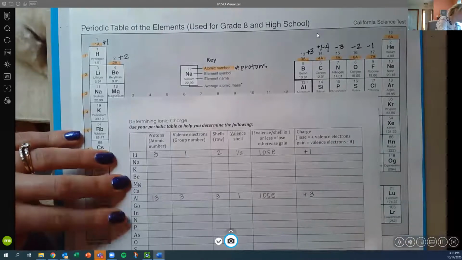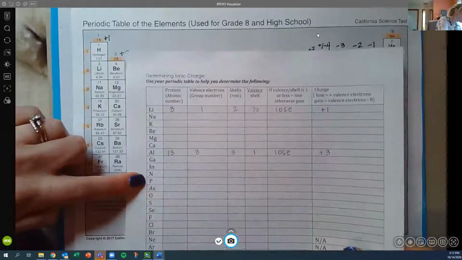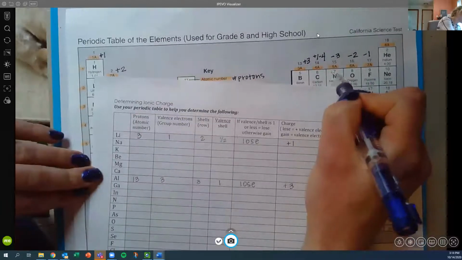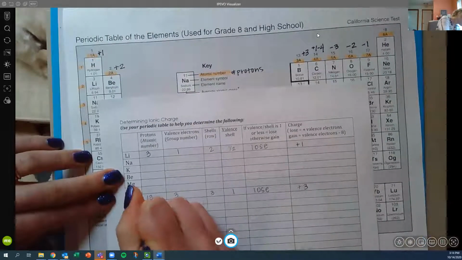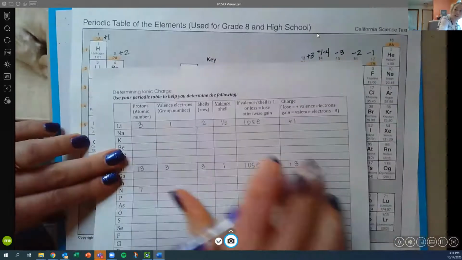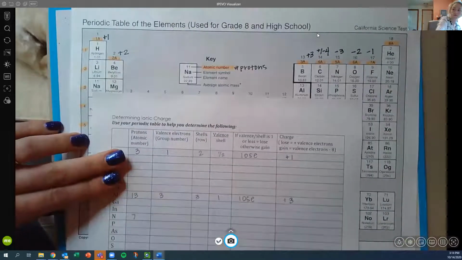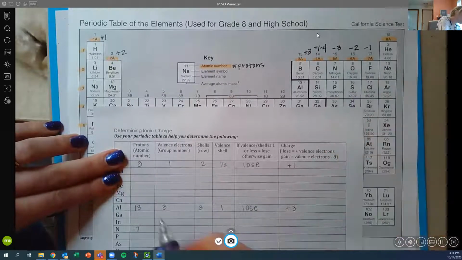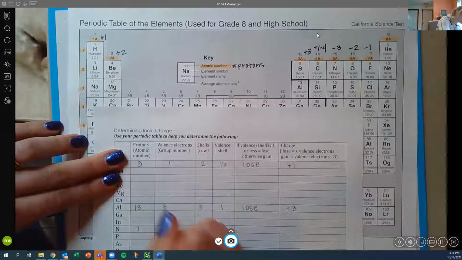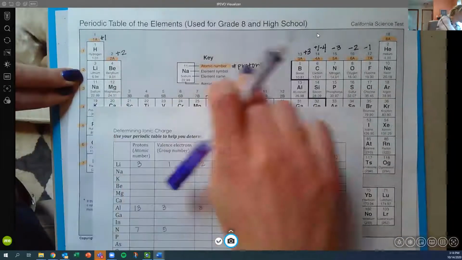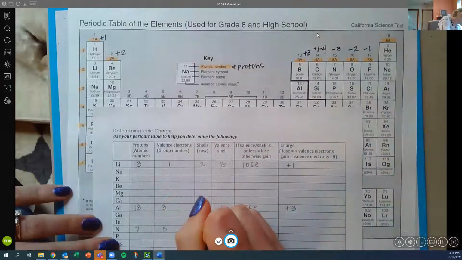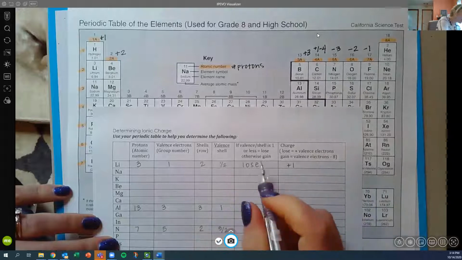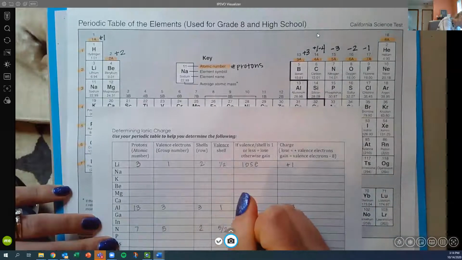Now let's go to nitrogen here. Nitrogen is atomic number 7, so it has 7 protons. The column that it's in is 5A, so it has 5 valence electrons. It is in this second row. So our answer is 5/2, which is greater than 1. So that means it's going to gain.